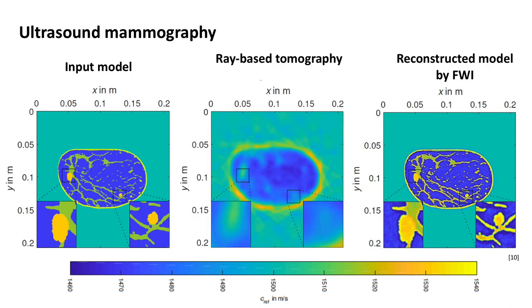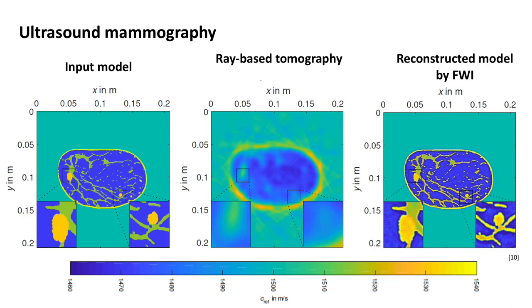For comparison, you see the tomography result in the central figure, which only uses travel time data and therefore gives a rather smooth picture of the structure. Inversion results for density and seismic attenuation also provide high-quality reconstructions, but they are not shown here.